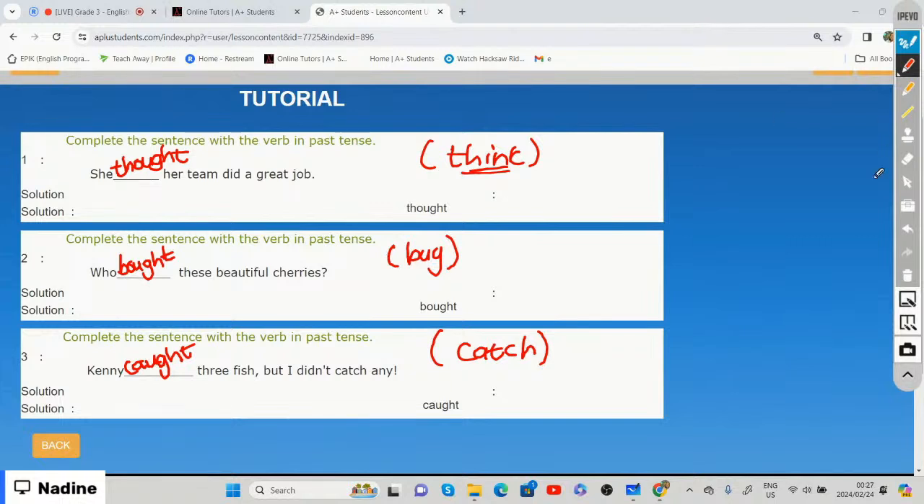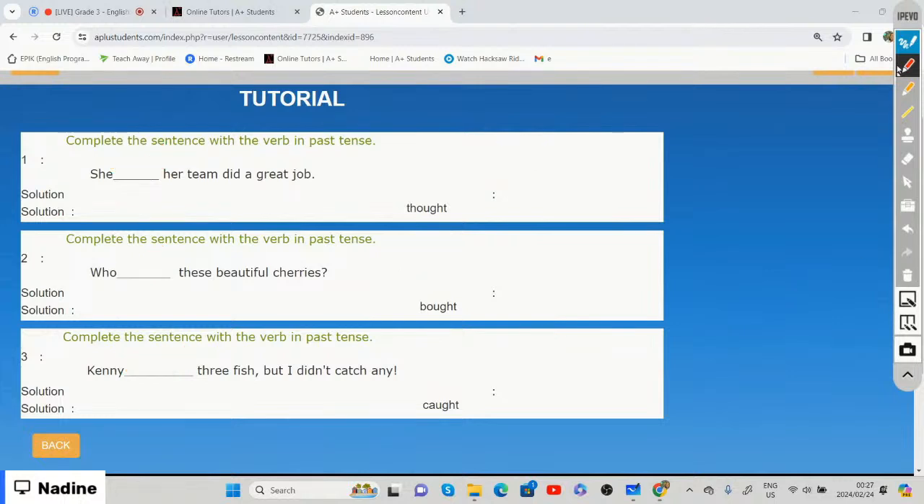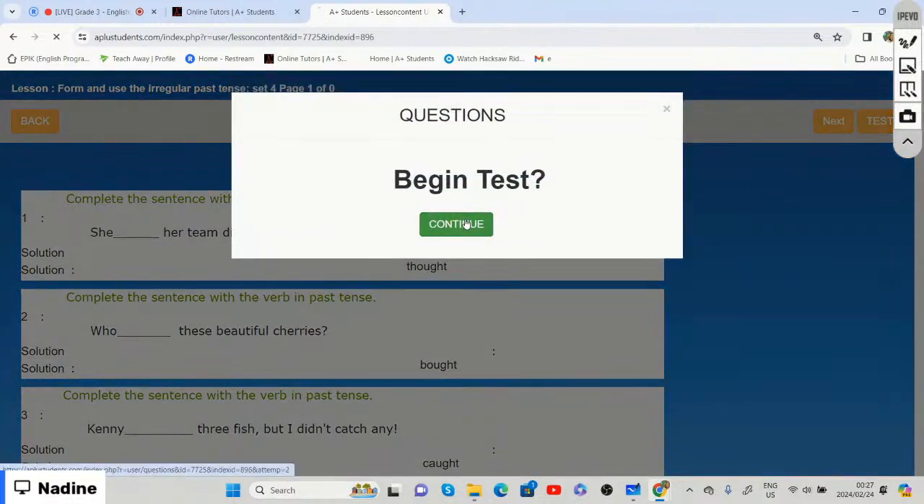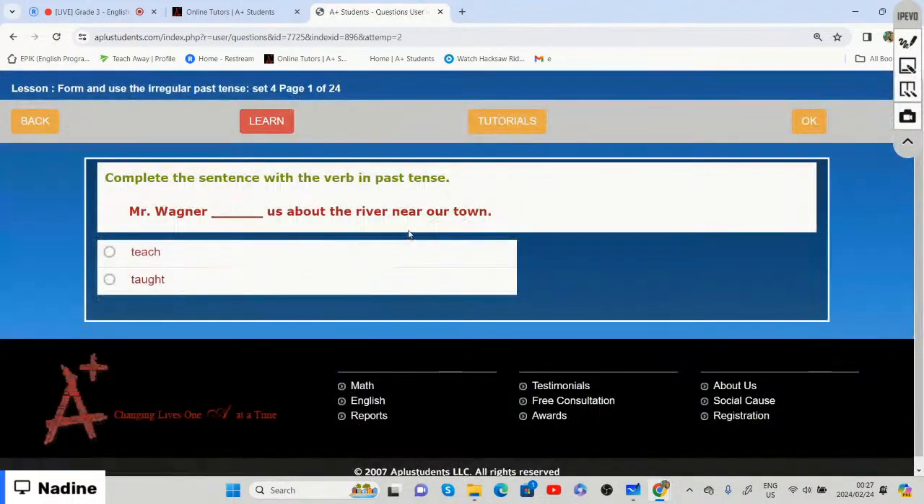All right, so now we're going to the test. So we need to complete the sentence with the verb that's in the past tense. It says, Mr. Wagner. Do we say, Mr. Wagner teach us about the river near our town? Or Mr. Wagner taught us about the river near our town?